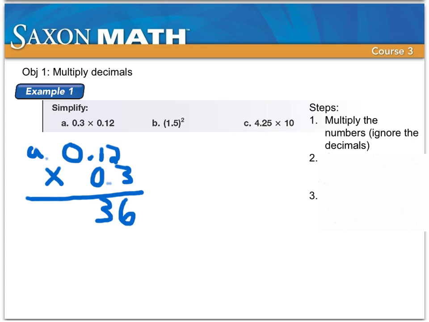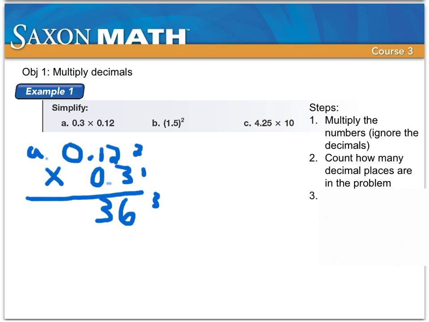Next step is to count how many decimal places are in the problem. Up on top, I've got 2 decimal places, and on the bottom, I've got 1 decimal place. So I'm going to need 3 decimal places in my answer. I need to put the decimal in the right spot. Starting on the right, I count 1, 2. I don't have enough digits, so I need to add in a 0 and put the decimal right here. Now I've got my 3 decimal places, because in the problem I had 1, 2, 3.